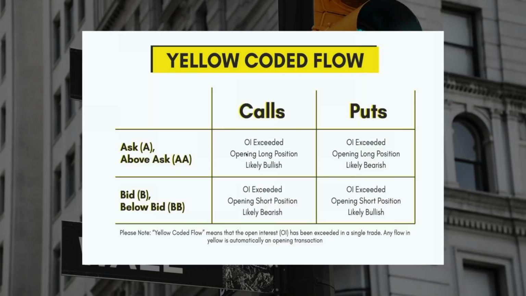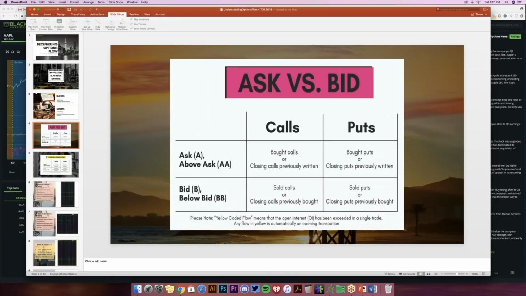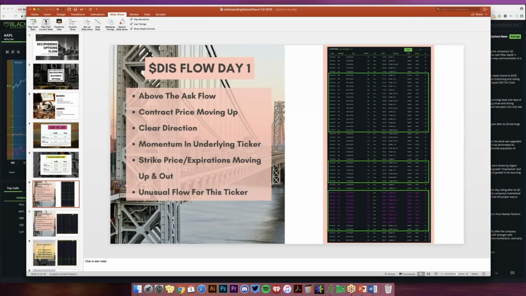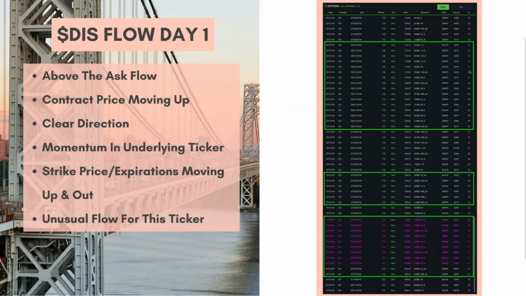And puts that come through on the bid or below the bid mean that OI has been exceeded. They're opening a short position, and that is actually a bullish position. So now that we've gone a little bit over some of the main things to keep in mind, let's go through some of these examples. Tim, you want to go ahead and start with Disney?